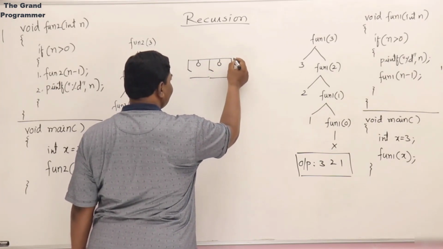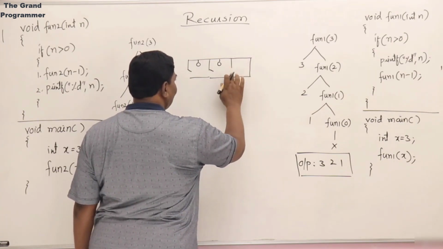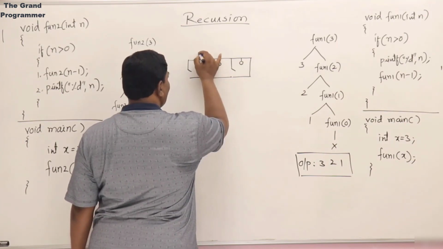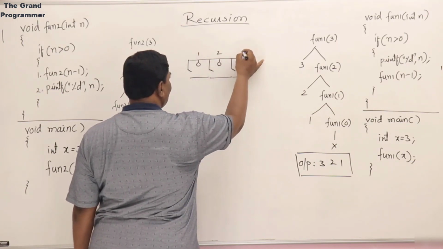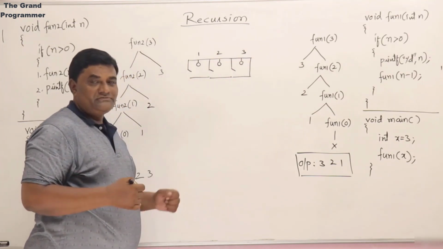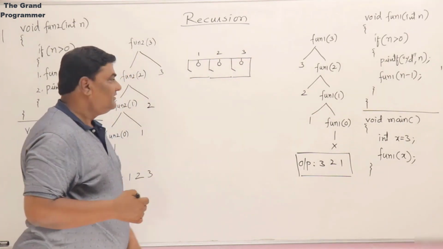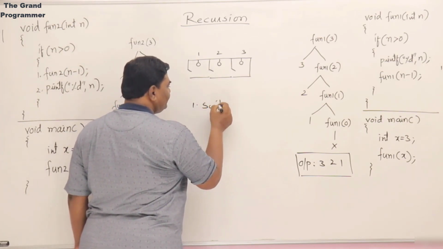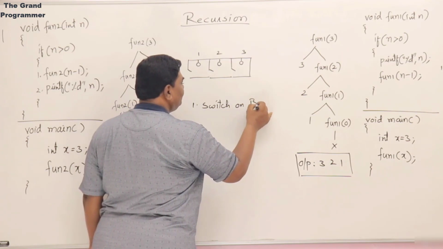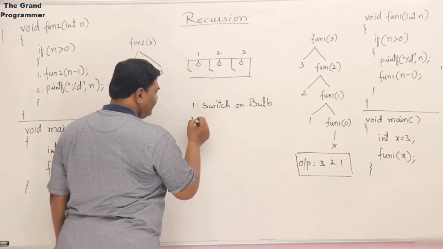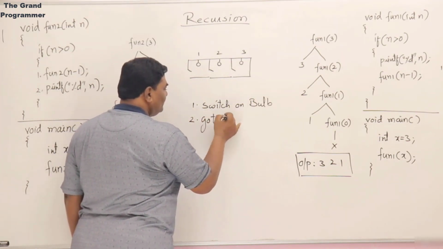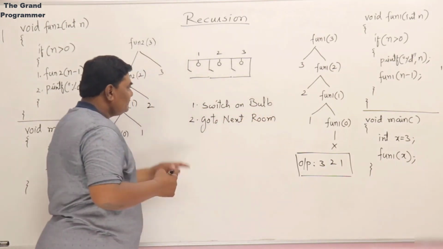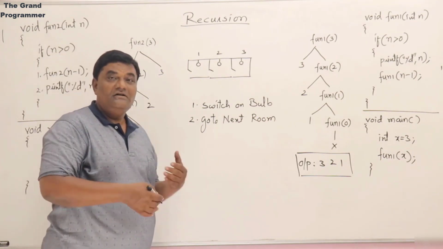And there is a bulb fixed in this one. And one more door. There is a bulb fixed in this one. This is room 1 and room 2 and room 3. 3 rooms and each room is having a bulb. Now, if I give you the instruction saying that switch on bulb, second step is go to next room. So these are the 2 steps if I ask you to perform recursively.